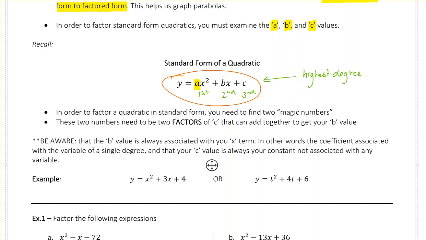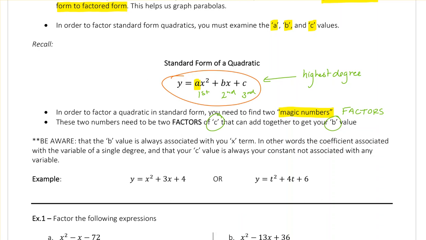In order to factor a quadratic in standard form, you need to find what we call our 2 magic numbers. We're looking at factors when we call these magic numbers, so they're very important to us. We use that term because it helps us remember. These 2 numbers need to be 2 factors of c that add together to get your b value. So you're looking for 2 numbers that multiply to get c, and when you add them together, you get your b value. Okay, those are the magic numbers.